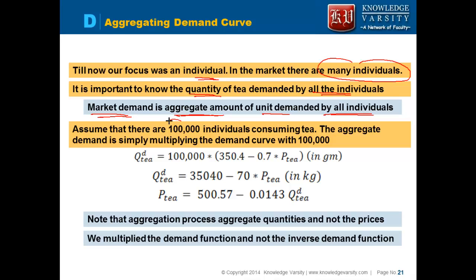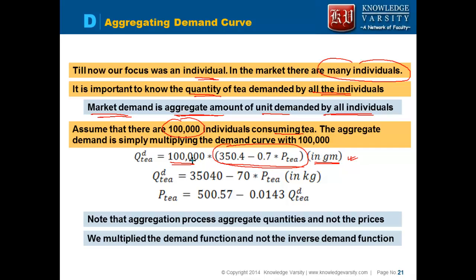Suppose let's say there are 100,000 individuals who are consuming the tea. So what would be the aggregate demand? The aggregate demand would be multiplying the quantity demanded of an individual by 100,000. So we'll have 100,000 into (350.4 minus 0.7 into price of tea). This will be in gram. Note that this was the quantity demanded of tea in gram of an individual.